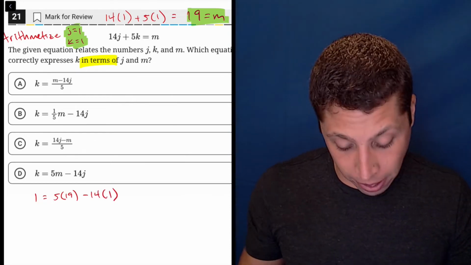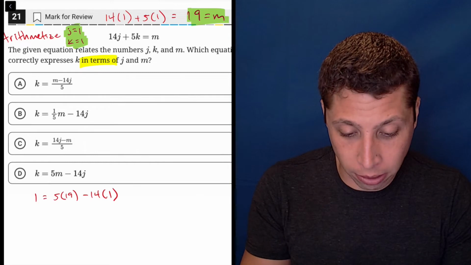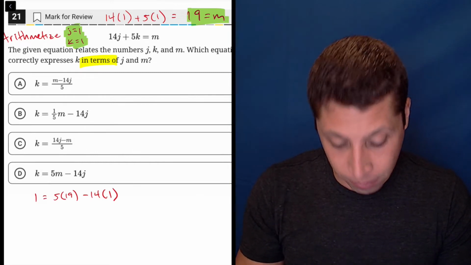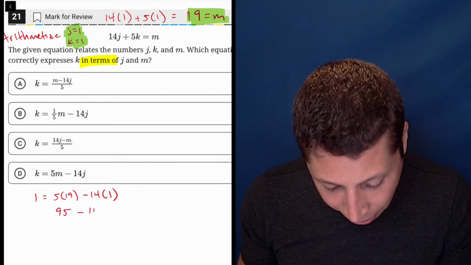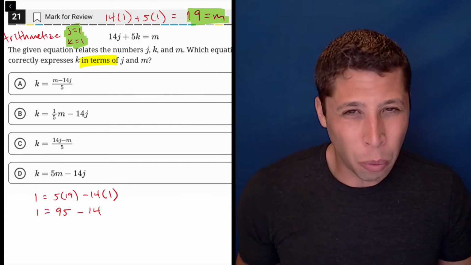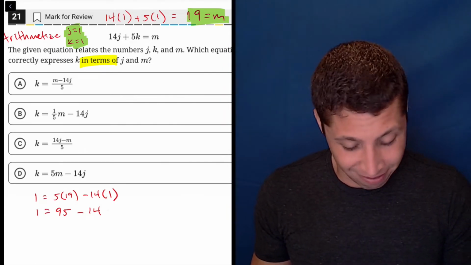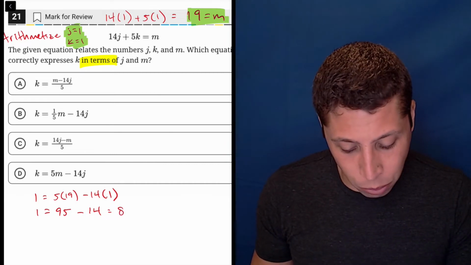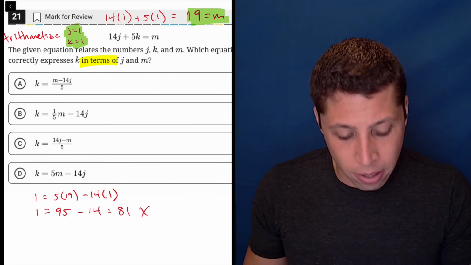So now we have to simplify this. What is 5 times 19? You got your calculator. 5 times 19 is 95, and 14 times 1 is 14. So that's supposed to equal 1. Is it? No. 95 minus 14 is 81. So no.